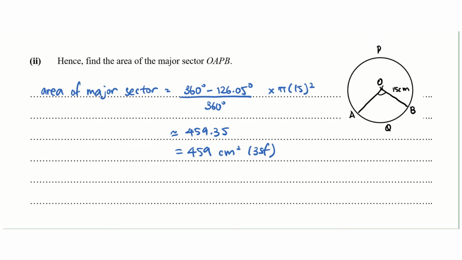In part 2, we want to hence find the area of the major sector OAPB. So the major sector would be referring to this area over here. What we can do is to find the reflex angle AOB, which would be 360 degrees minus 126.05, which I have done here. Then I divide it by 360 and multiply by pi r squared, where r is 15 cm as given in the question. So finally, my answer would be 459 when rounded to 3 significant figures.